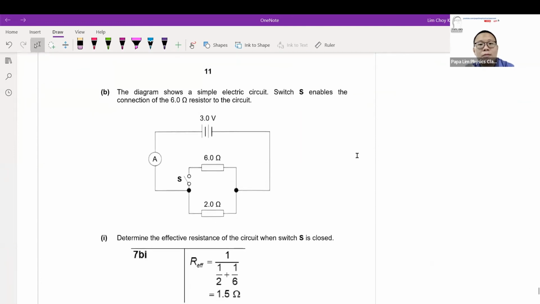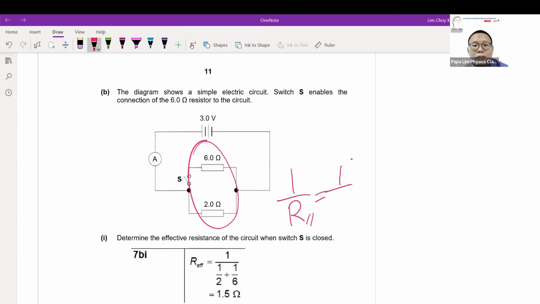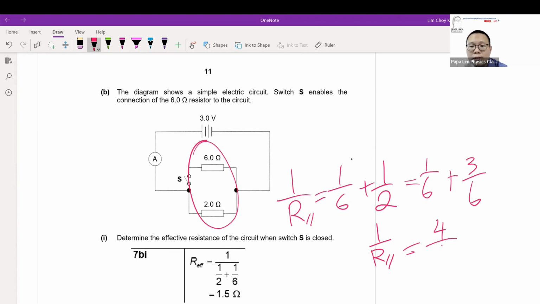Then after that, based on the circuit, I have a simple circuit, a 6 ohm resistor in parallel with a 2 ohm resistor. Calculate the effective resistance. This is parallel resistance, so the formula is 1 over R parallel equals 1 over 6 plus 1 over 2. Then you will have 1 over 6 plus 3 over 6, so 1 over R parallel is 4 over 6. Remember, you must flip to get R parallel, which is 6 over 4, which is 1.5 ohm.